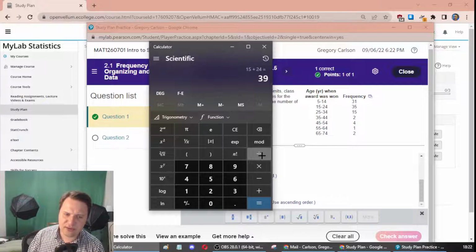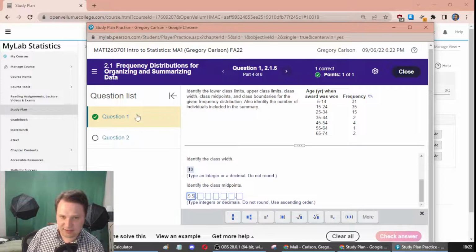And it's important to hit equals because otherwise, if you do 15 plus 24 divided by 2 in your calculator, it's going to give you the wrong answer. Because of the order of operations, it's doing just 24 divided by 2 instead of all of 15 plus 24 divided by 2. So the correct way to do this in your calculator without getting it wrong is 15 plus 24, then hit enter or equals, then divide it by 2. So that gives us 19.5.